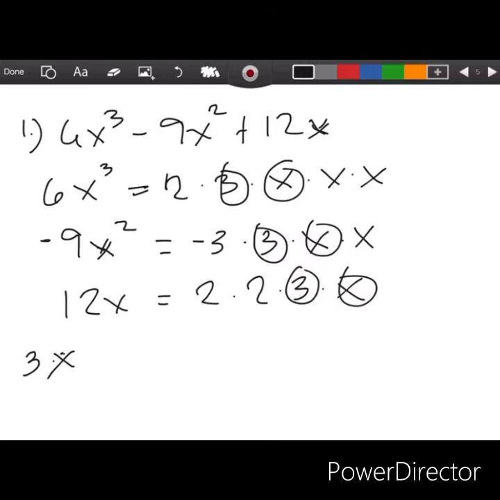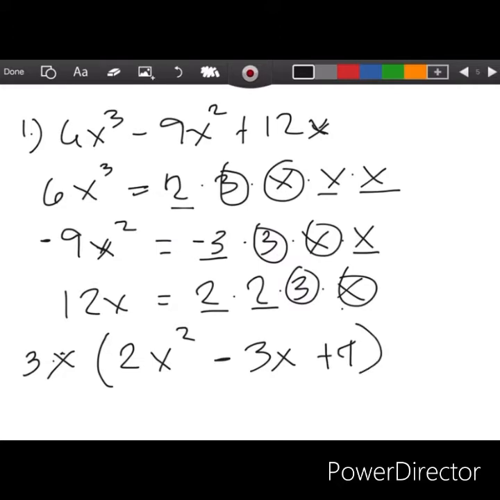Then, okay, 2 times x squared, we have 2x squared, negative 3 times x, minus 3x, and 2 times 2 is plus 4. And now these are the factors of 6x cubed minus 9x squared plus 12x.